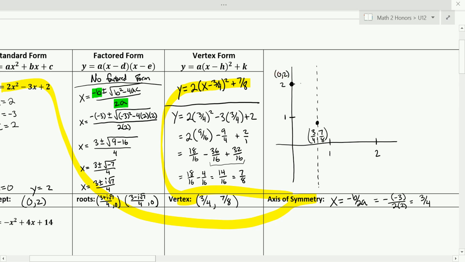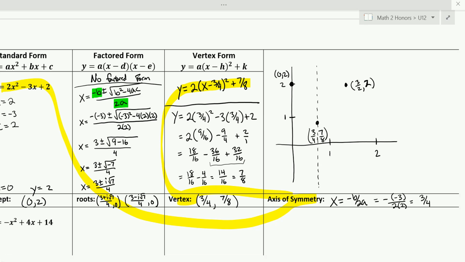If we reflect that across the axis of symmetry, where is that going to be? So we're 3/4. So we need to add another 3/4 to 3/4, and we end up at 6/4, which is 1.5. So that right here at 3 over 2, comma 7/8. No, it's comma 2. So we got 3 points.